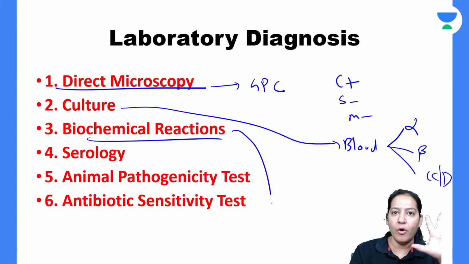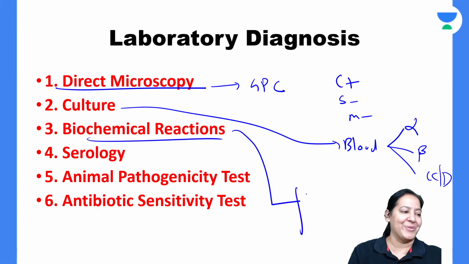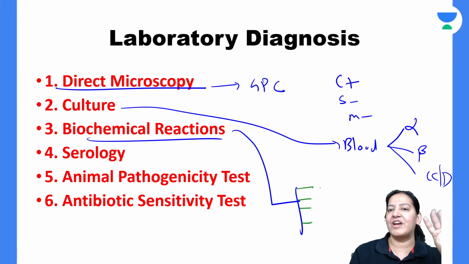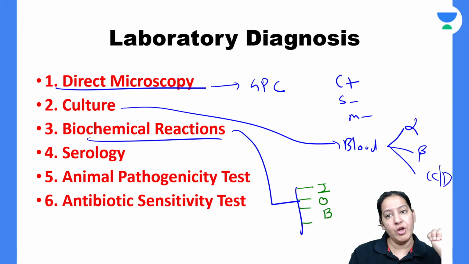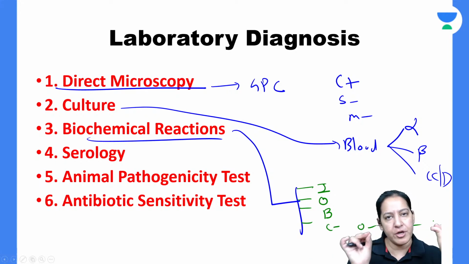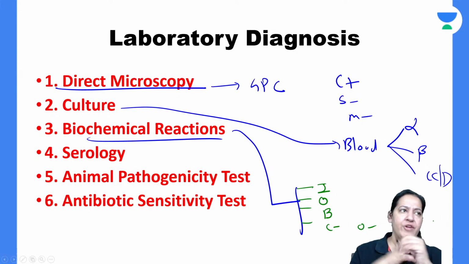Biochemical reactions, the 4 important biochemical reactions you already know. What are the 4 important biochemical reactions? Inulin fermentation, optochin sensitivity, bile solubility, and catalase negative, oxidase negative, urease negative. These are the important biochemical reactions you should prove in the laboratory. I'm not repeating all of them.